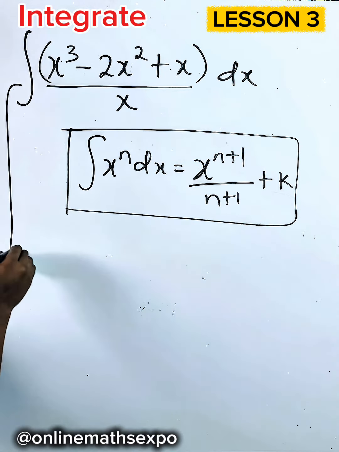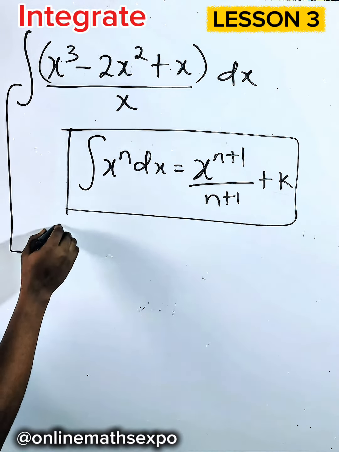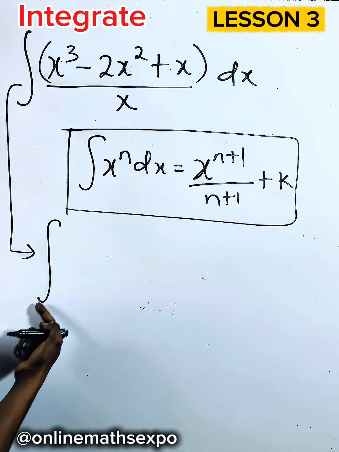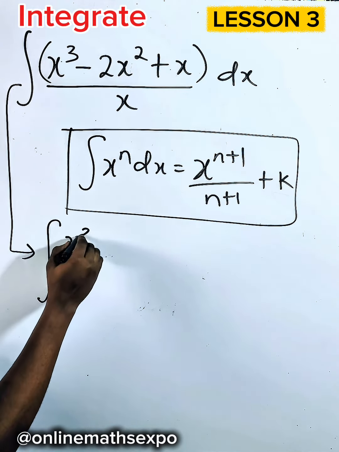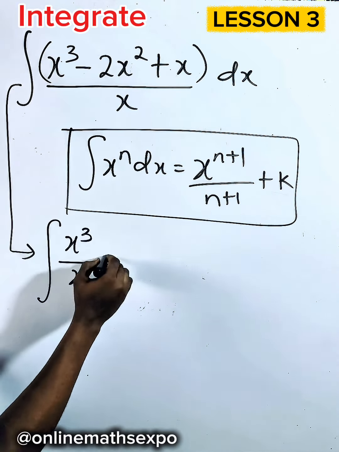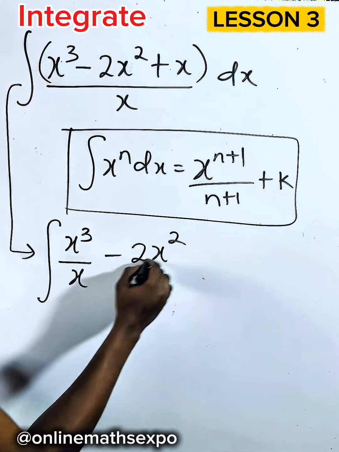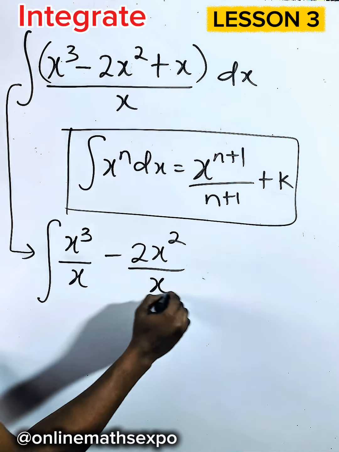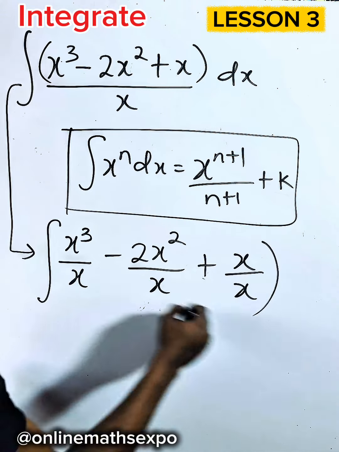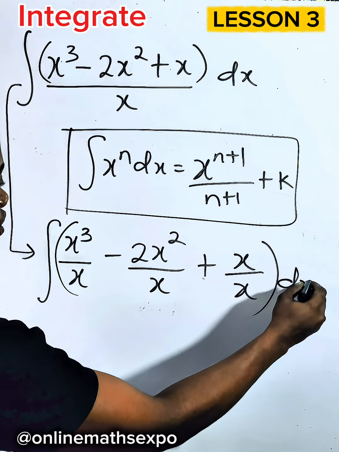So for integrating this, we are going to have the integral. We have not started integrating yet, so we can still leave the sign. So we have x cubed divided by this x, minus 2x squared divided by this x, plus x divided by x, and this is with respect to x.